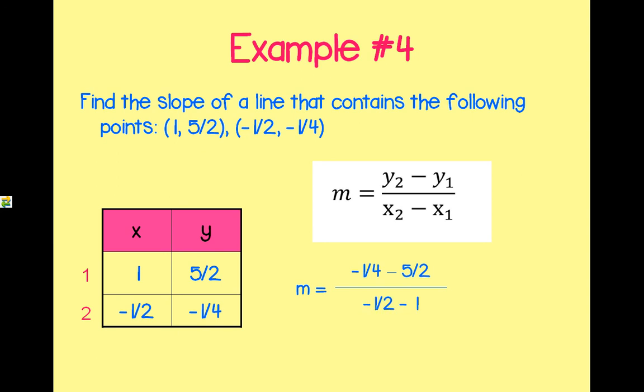When you subtract the top, negative 1/4 minus 5/2 is negative 2 3/4, and negative 1/2 minus 1 is negative 1.5. If you need help on the fractions, go back to my YouTube channel and watch the videos on adding, subtracting, multiplying, dividing fractions. When you divide these mixed numbers right here, you get that the slope is equal to 11 over 6.